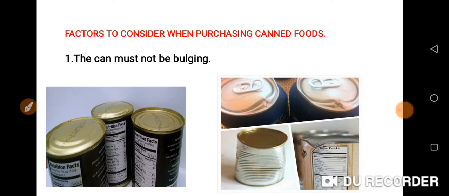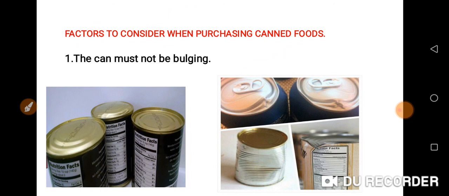Now let's take it one after the other. Those are the factors to consider when purchasing canned foods. Before you buy any canned foods, you have to take note of all this. For example, the first one is that the can must not be bulging.